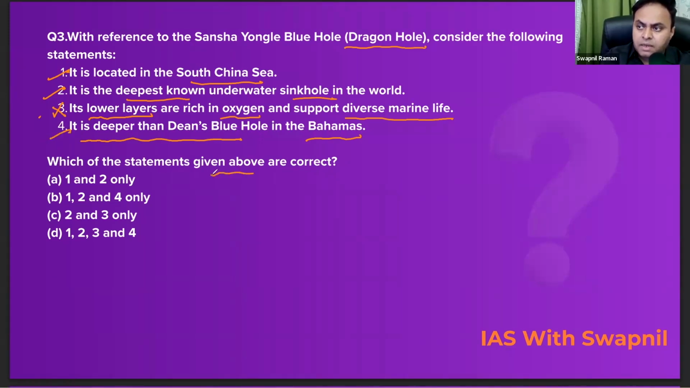Which of the statements given above are correct? So 1, 2, and 4, right? So B for Bombay would be the correct answer. Why we picked up this question? So there is a strong reason.